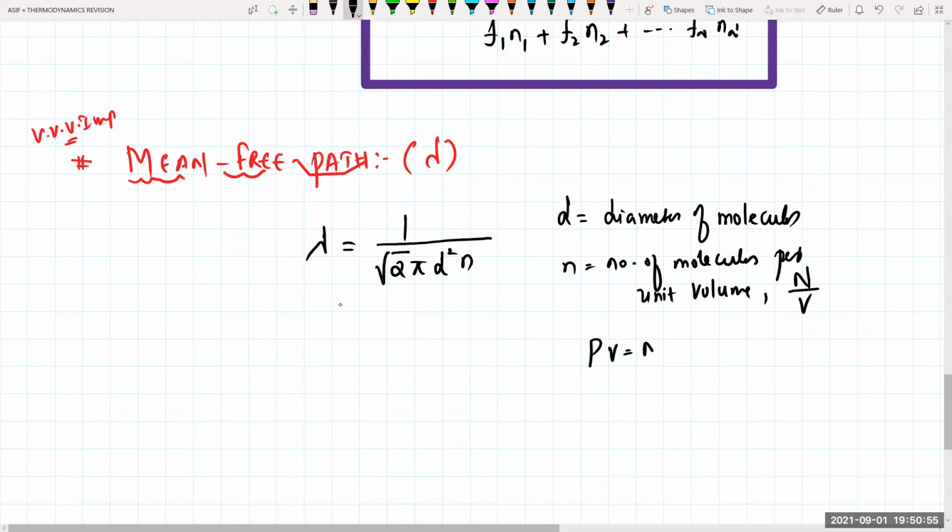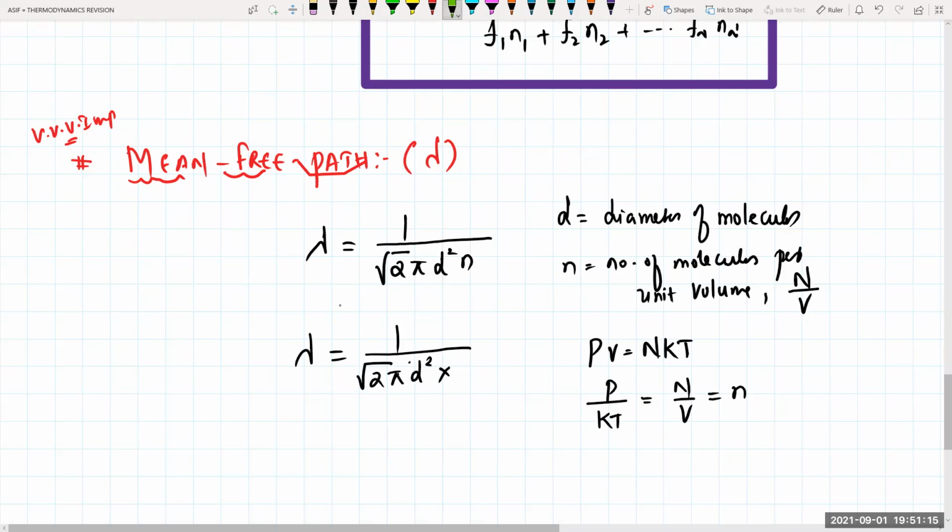PV is equal to nkT. So I can write P by kT is equal to n by V, and that will be equal to small n. That means the small n can be represented by lambda equals 1 by root of 2 pi d square n. This n value I'll be writing with this relation right now: n will be equal to P by kT. Clear? So this is also one of the important forms in which we can write the mean free path.